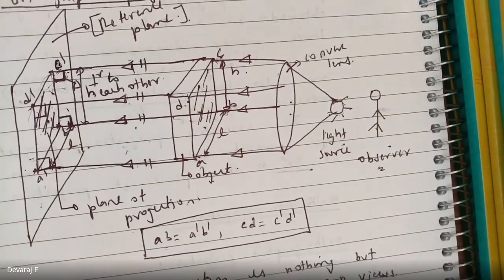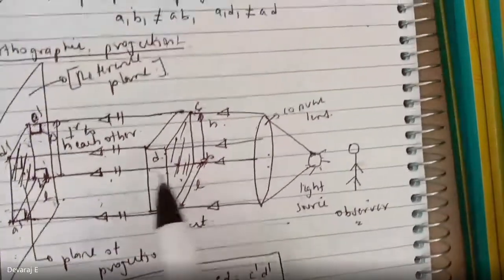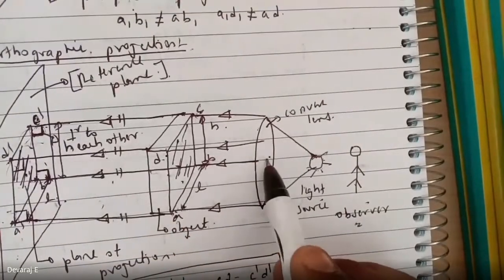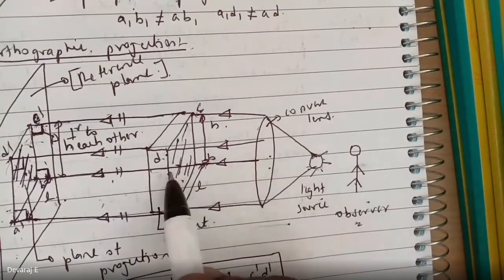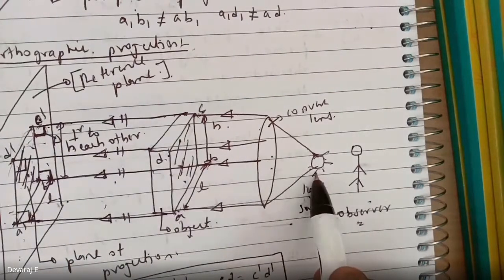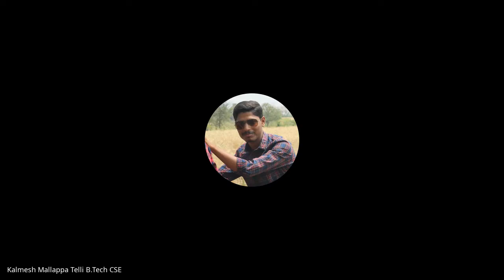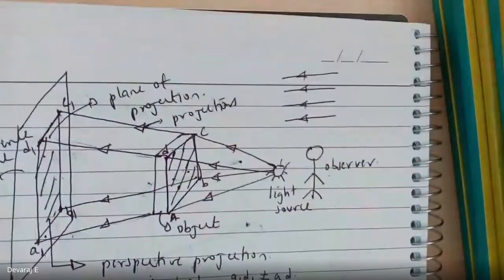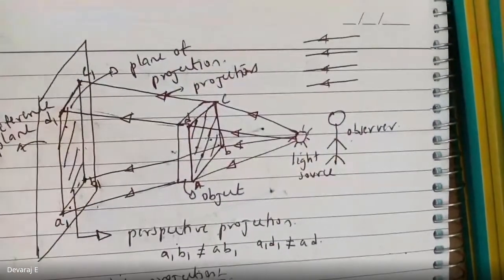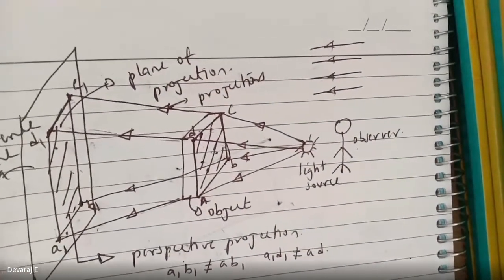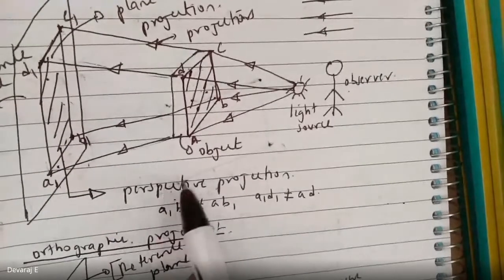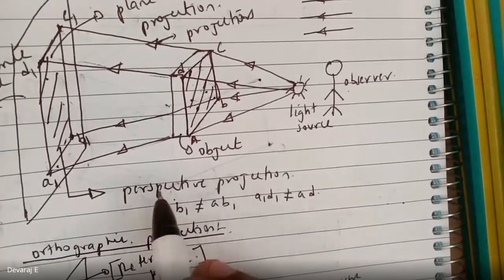So this is the second point. To obtain this, we should place the convex lens between the object and the light source. Is everyone clear? Yes, sir. If you do not place the lens, what type of projection do you get? Perspective projection. You'll get this type.